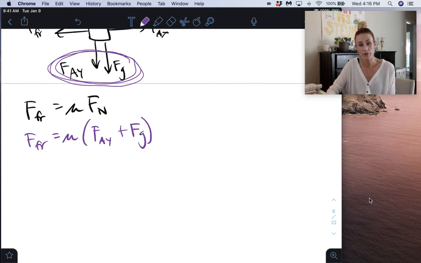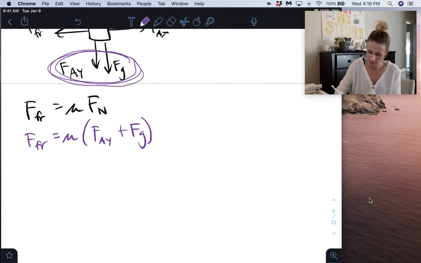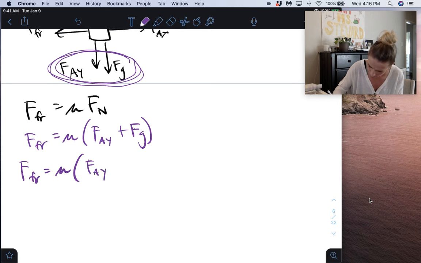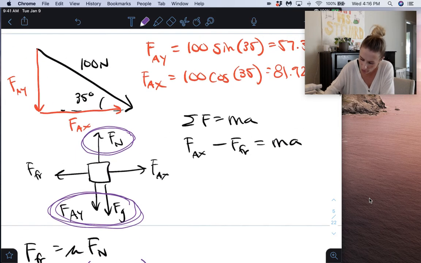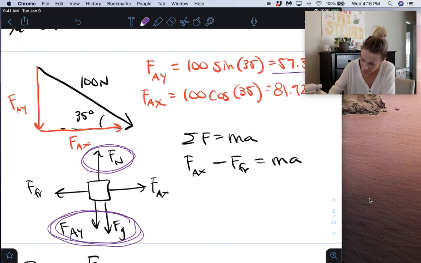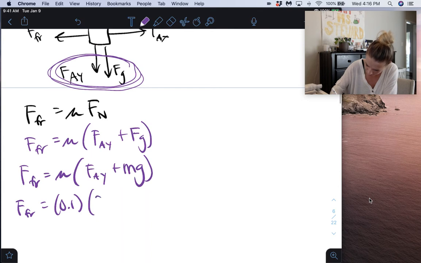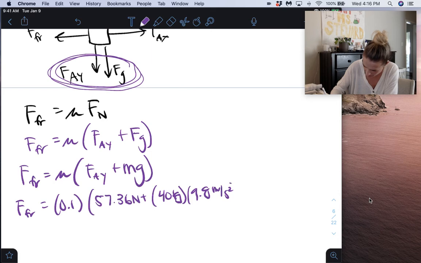So I also know that the force of gravity is equal to mass times the acceleration of gravity. So I'm going to plug that in as well and then plug in my numbers. So I get force of friction equals mu times the quantity, force applied in the y direction, plus mass times acceleration of gravity. Plugging in our numbers, we get mu, which was 0.1, times the quantity, force applied in the y direction, which was 57.36 newtons, plus mass of the lawnmower, which was 40 kilograms, times the acceleration of gravity, 9.8 meters per second squared.